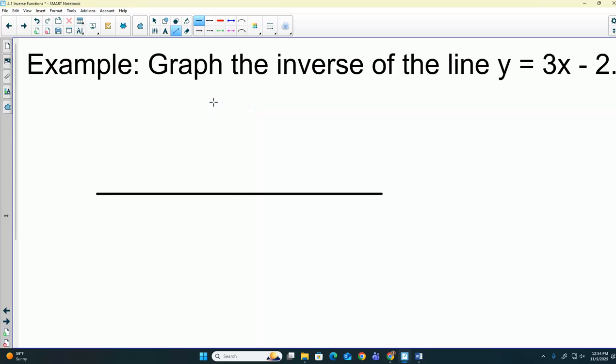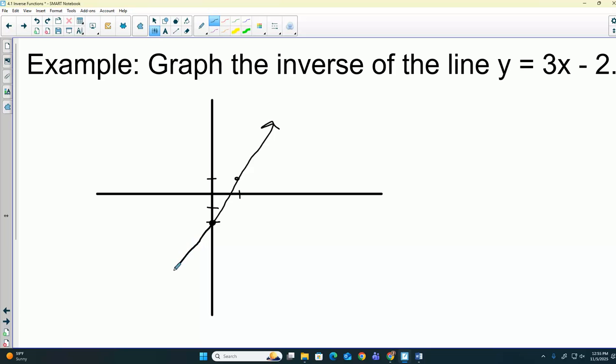So if I wanted to graph the inverse of the line y equals 3x minus 2. Okay, we know how to graph lines. What would I plot first? And then my slope is 3 over 1. 3 over 1. So, oh, that is a very crooked line. We can do better. So there's my line.